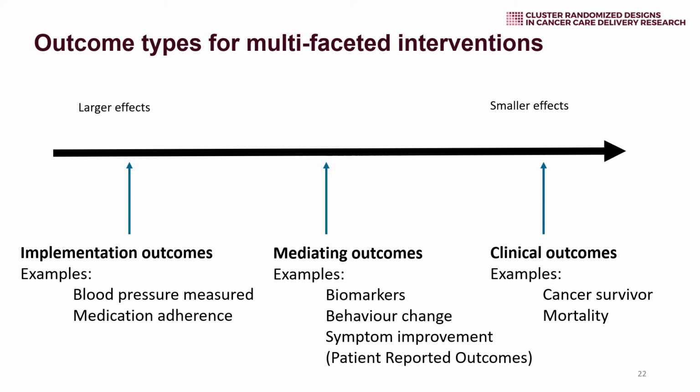We might then move on to elicit what we might call mediating outcomes. And examples of mediating outcomes include such things as biomarkers, behavior change, symptom improvement, and other types of patient-reported outcomes. And finally, we then might also be interested in typical clinical outcomes, such as cancer survival or mortality. And here we would typically expect to observe smaller effects.